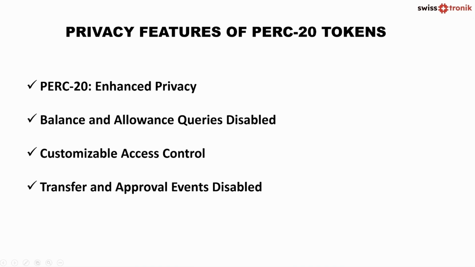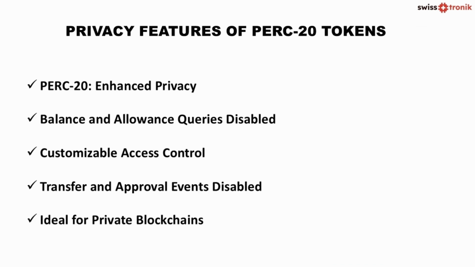information. In sensitive or private networks, transfer and approval events are also disabled to protect transaction data. This keeps confidential details secure. For private blockchains or enterprise solutions, PERC-20 tokens provide an ideal level of privacy and controlled access.